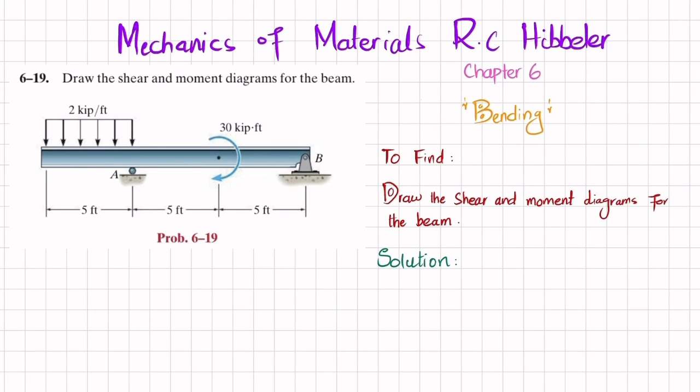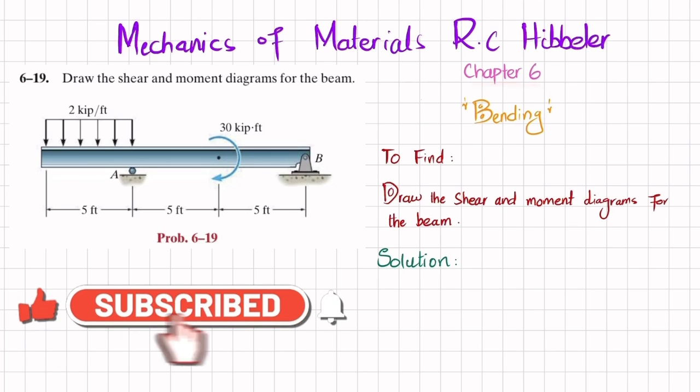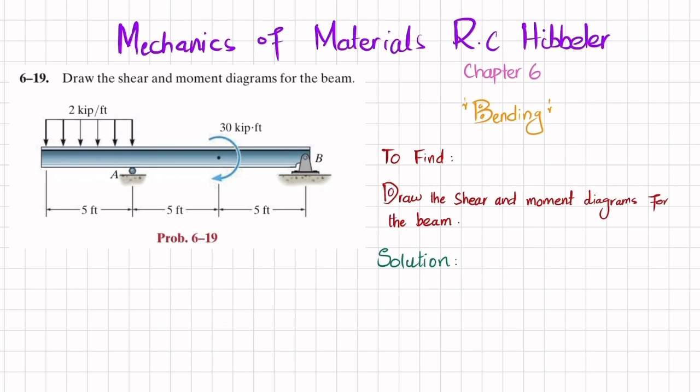Hello friends, welcome back. Problem 6-19. This problem is taken from chapter number 6, that is bending, and the book name is Mechanics of Materials by R.C. Hibbeler. So the statement is: draw the shear and moment diagram for the beam.